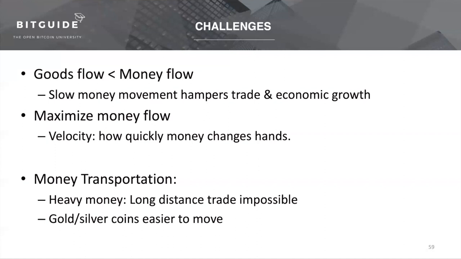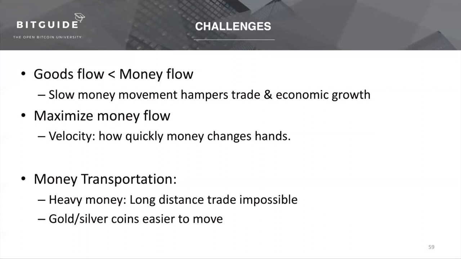But if your money doesn't work properly, if it's too slow, if it has issues, if it has friction, it will itself become a constraint on the manufacturing and on the supply chain side. So a slow money movement hampers trade and economic growth. One way to put it is the efficiency of the monetary system places a constraint on the economic growth. In other words, flow of goods is less than flow of money.